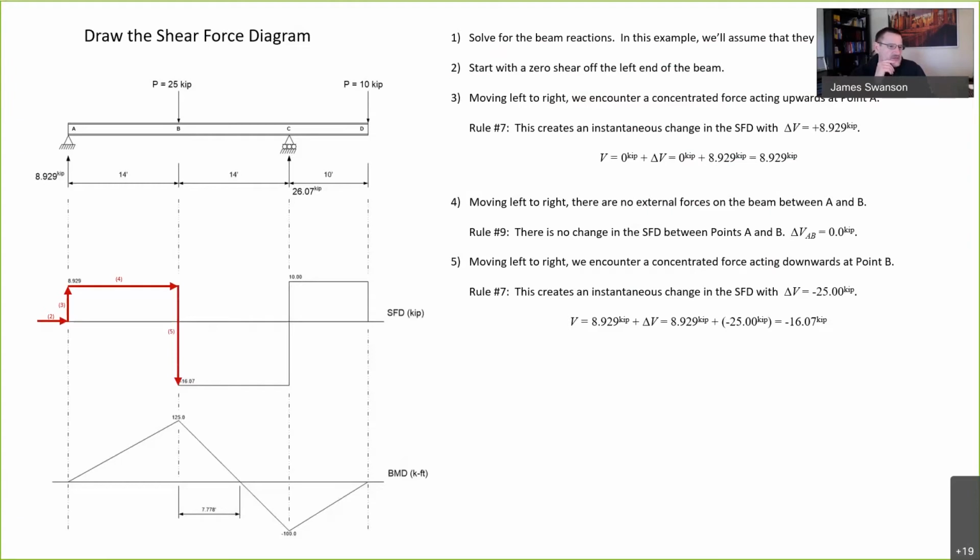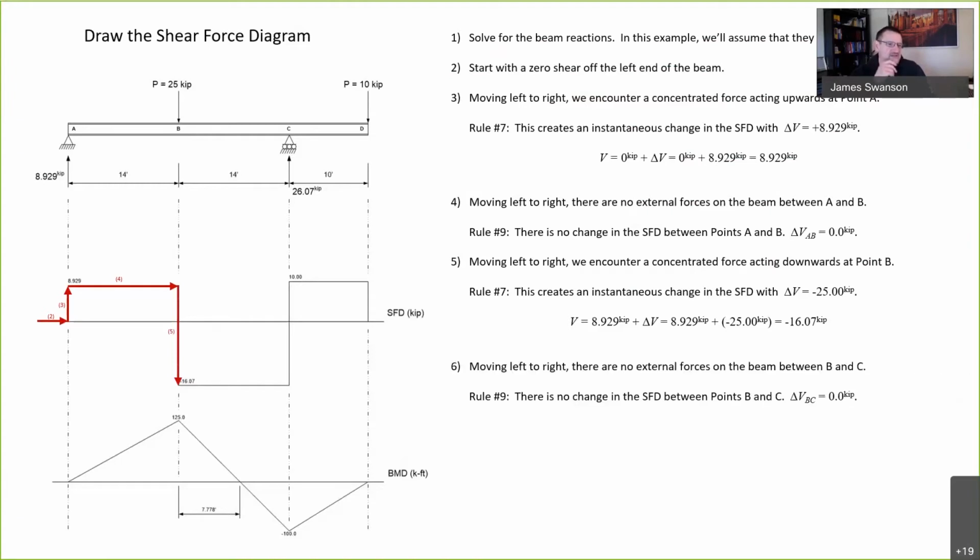Then between points B and C, there's nothing happening on the beam. There are no externally applied forces, no reaction forces, so nothing happens. We just have a constant shear between those 2 point loads.